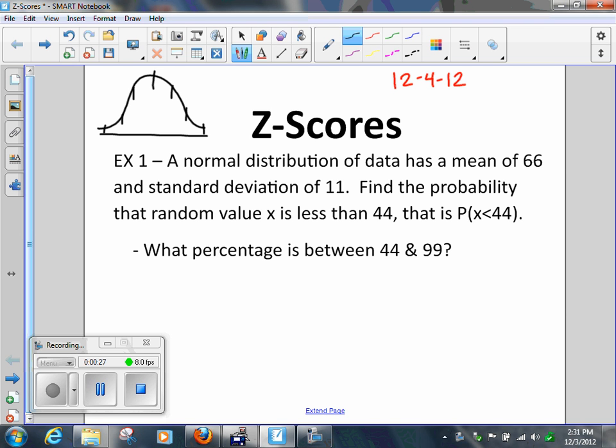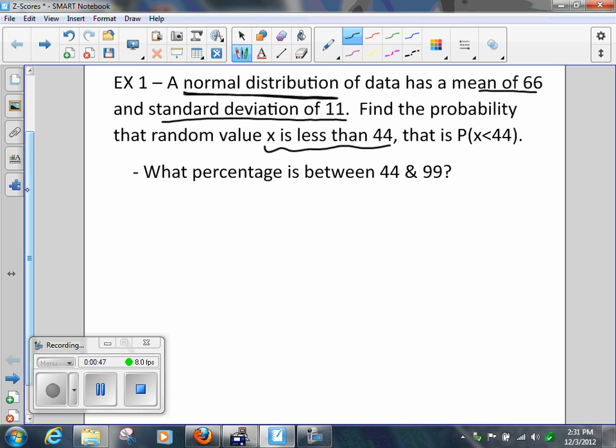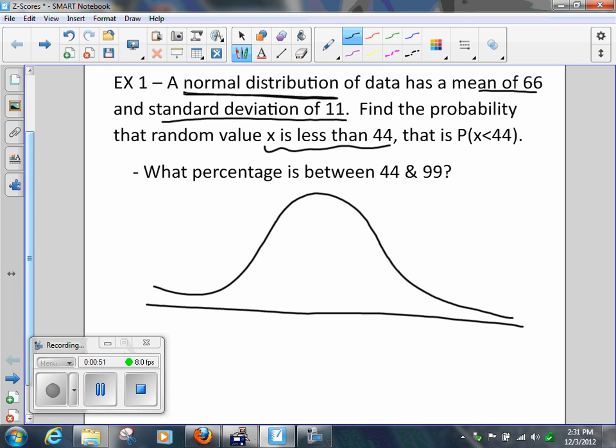It says a normal distribution of data has a mean of 66. Normal distribution is important. Mean of 66, standard deviation of 11. Find the probability that random value x is less than 44. So let's look at this and figure out what it's going to be. Normal curve, here we go.